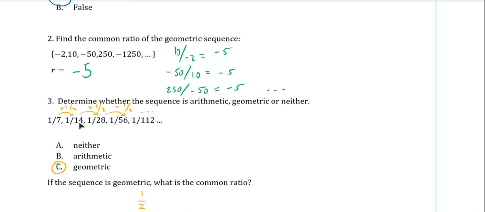Checking the next one, we seem to be multiplying in the denominator of a fraction by 2 each time, and that's the same as multiplying by 1/2. That makes this a geometric sequence with a common ratio of 1/2.